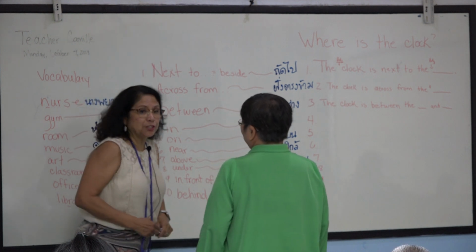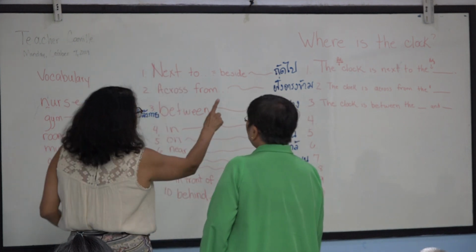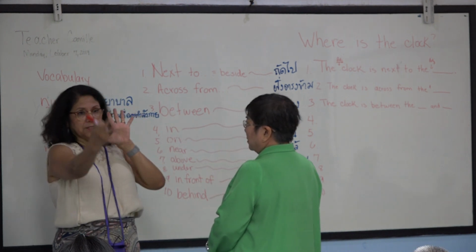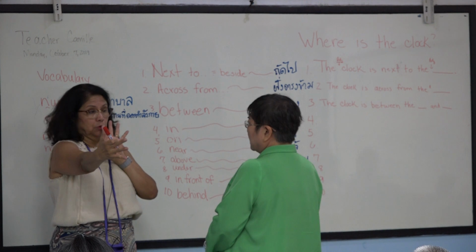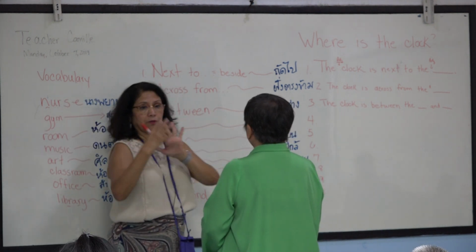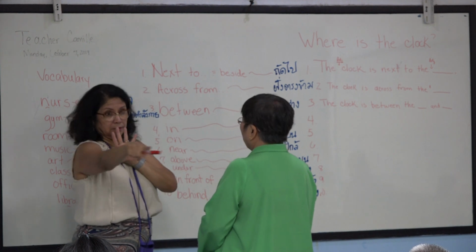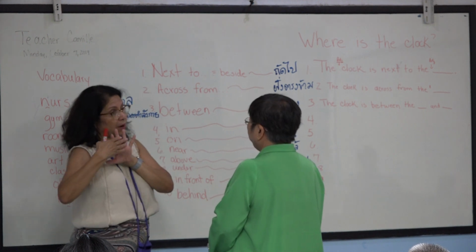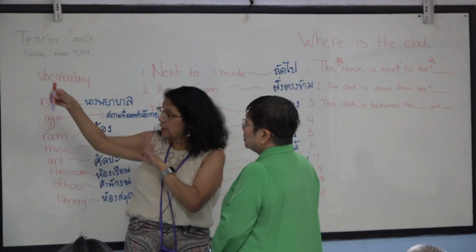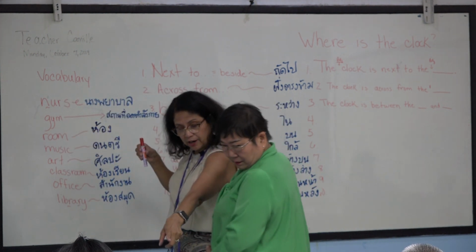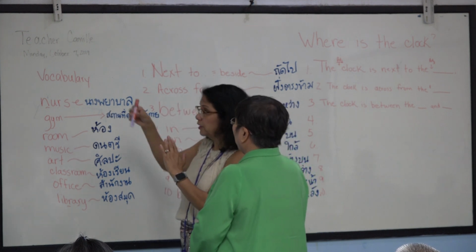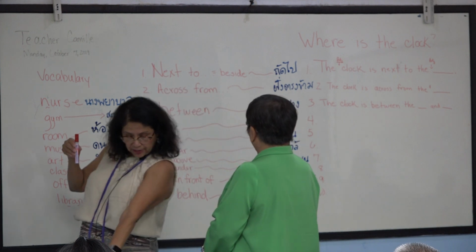Okay? It's okay if it's misspelled. So the clock is across from students. Right? Across from students. The clock is across from chair. Yes. Right? The chair. The clock is across from the table.